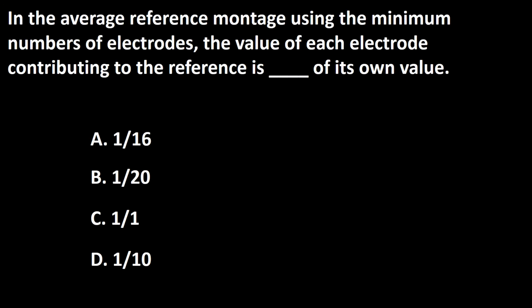Next question. In the average reference montage, using the minimum number of electrodes, the value of each electrode contributing to the reference is dash of its own value. A 1/16, B 1/20, C 1/1, D 1/10. And as you can see in this frame, the magic number is 16.